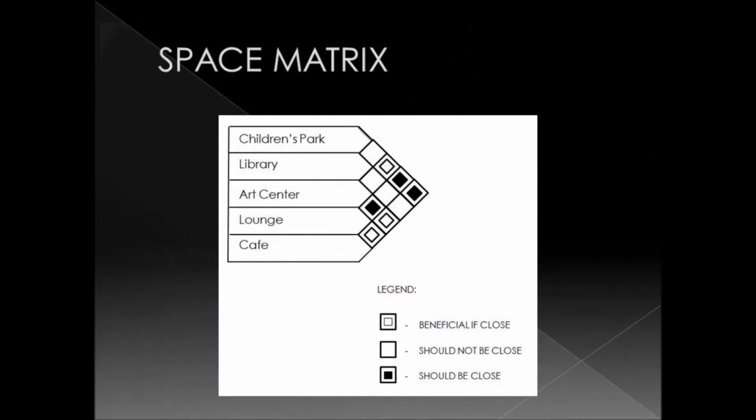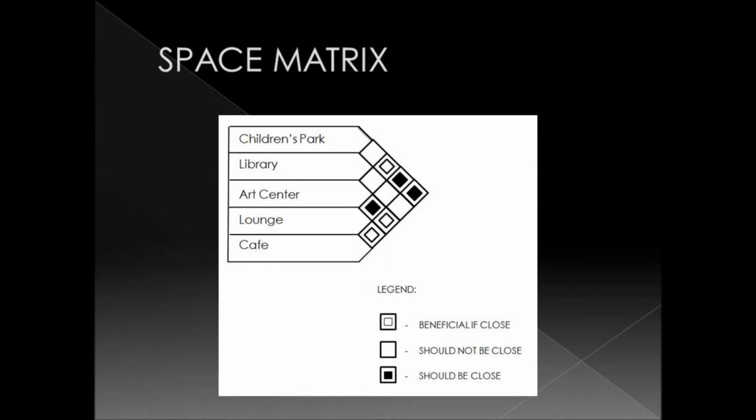The space matrix is a graphical presentation of the relationships of the spaces. By this, we will know if a certain space can be placed adjacent to a certain space or not. As shown in the video is a matrix of relationships of the spaces to be proposed. Now, Children's Park should be close to the lounge and cafe area where they could have social interactions, while the art center would be beneficial if close to the park, as this art center attracts the kids because of the act of play that the space gives.